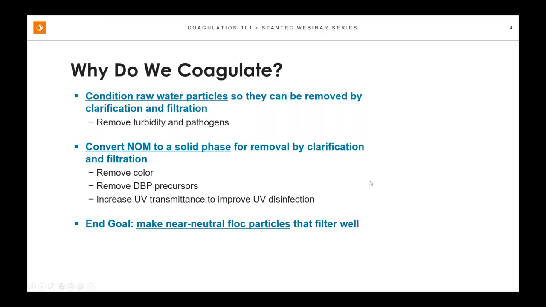So our end goal is to make near neutral floc particles that filter well. Okay, so we're going to talk a lot about the charge of the floc particles, because that's really what makes our filters work well.